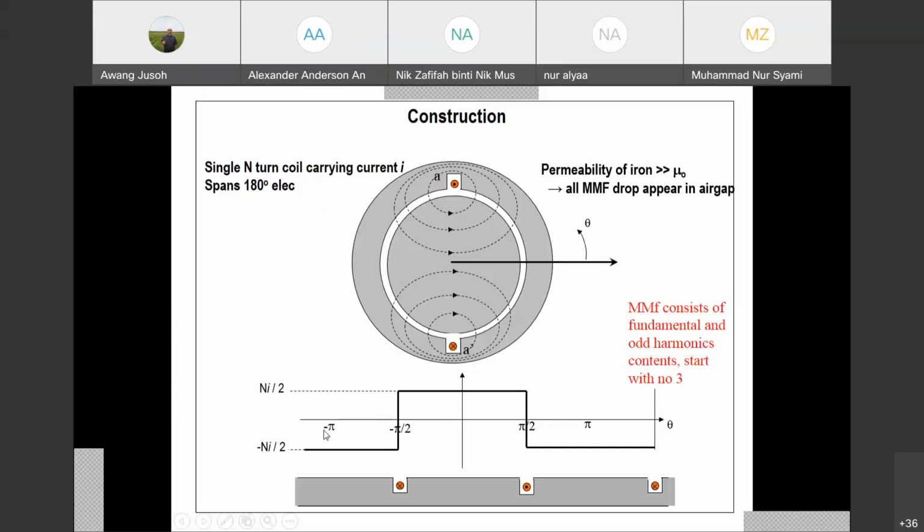This looks like a square wave. If you examine this waveform, it basically consists of harmonics. The MMF produced by phase A consists of harmonics. It's not just the fundamental; it consists of harmonics. This is the fundamental MMF of phase A, MMF A, produced by current IA. Beside that, we have these harmonics, for example 1, 2, 3, and so on. This is one cycle.